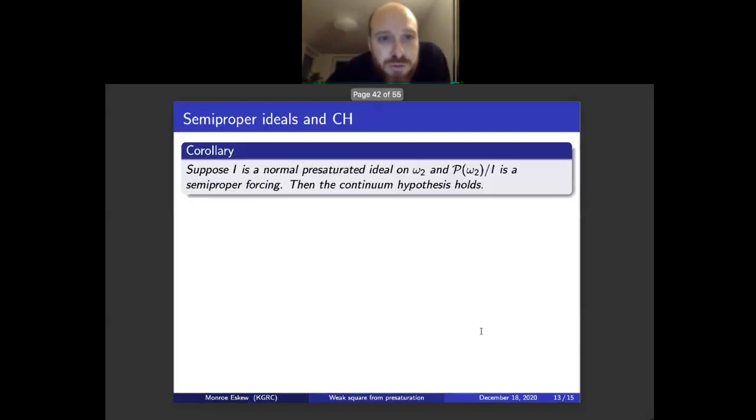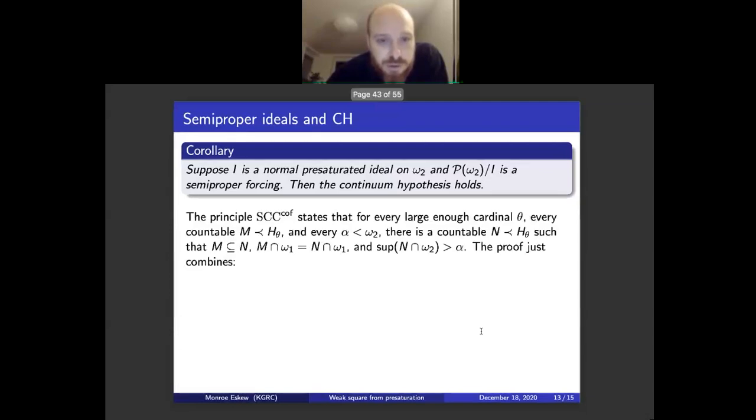Welcome. Okay, so here's a corollary. Suppose I is a presaturated normal ideal on omega 2, and P omega 2 mod I is a semi-proper forcing. Then actually CH holds. So this goes through a principle, so it's a very short proof on one slide. But it's using black boxes that are impressive papers.